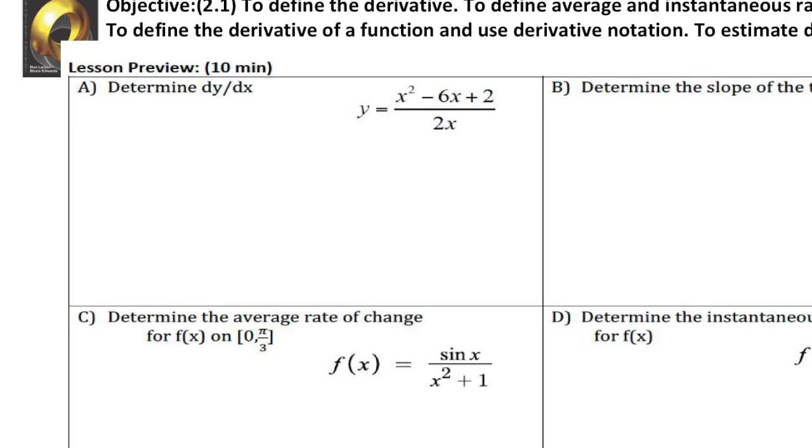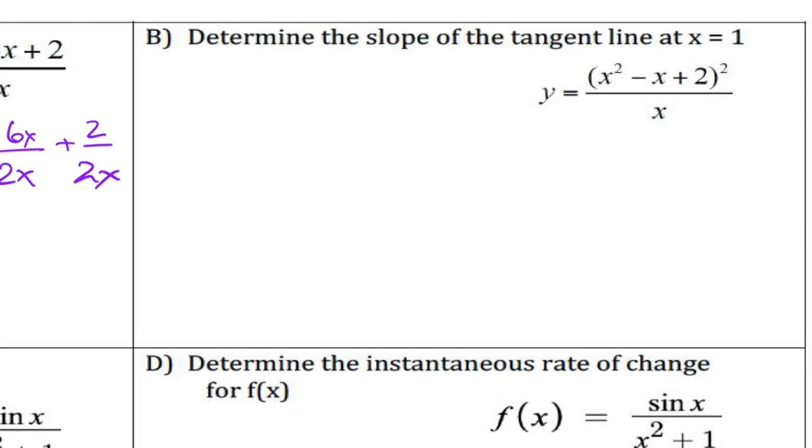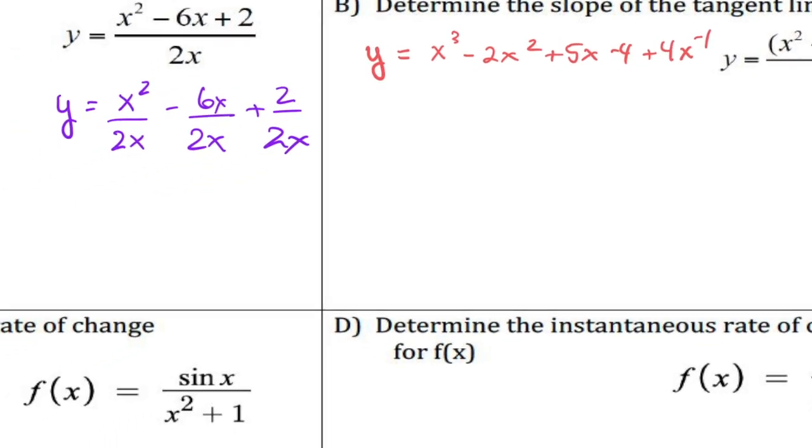While working on today's lesson preview, question A became a lot easier once you used monomial division to rewrite your problem. The monomial division allowed you to apply your derivative rule directly. Question B took a lot of algebra as well. Once you rewrote the problem, eventually after multiplying out your trinomial and dividing by your monomial x, you should have come up with an expression x to the third minus 2x squared plus 5x minus 4 plus 4x to the negative 1. After that, it should be smooth sailing, applying your power rule.